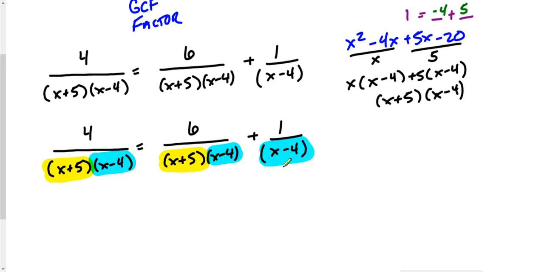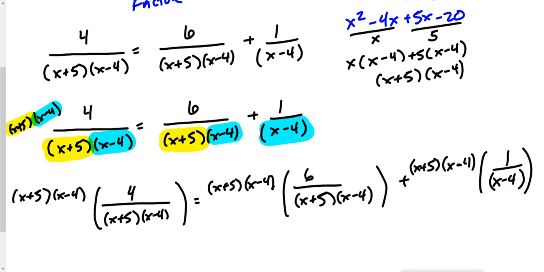I notice that each one of my terms has an x minus 4, but two terms have an x plus 5. So my least common denominator is going to be the yellow and the blue, the two factors that I want to multiply each term by. So the x plus 5 and the x minus 4 are multiplied to each one of the terms.